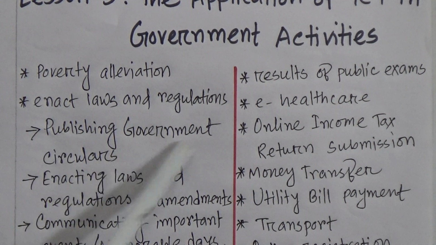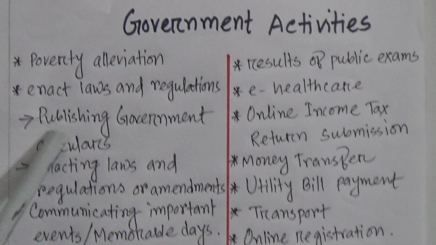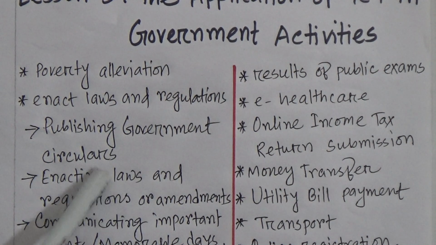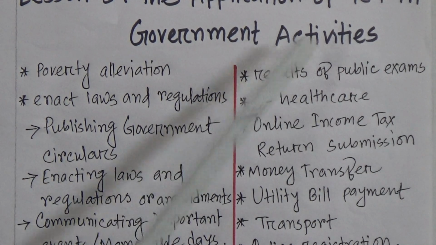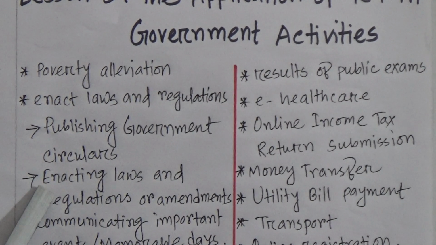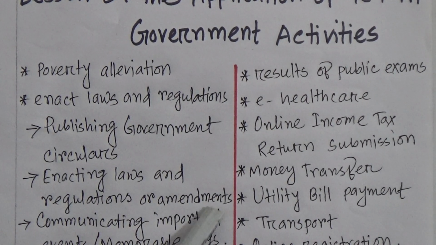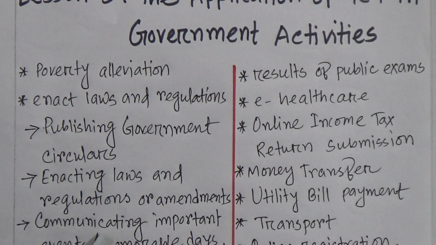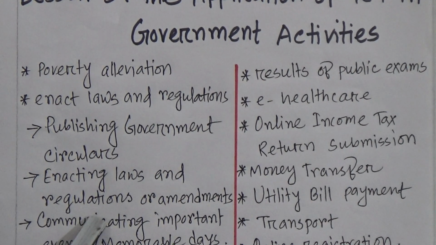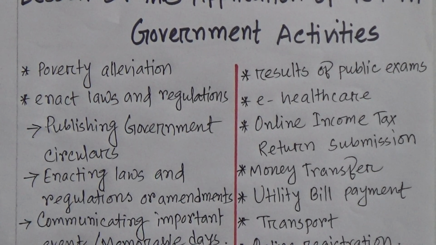Then publishing government circulars. Dear students, nowadays government circulars are published by the government through the internet, and this is done only because of the advancement of information and communication technology. Then enacting laws and regulations or amendments. Nowadays, if the government enacts any law, then to inform the mass people, the government uses the internet, and it takes the help of information and communication technology.